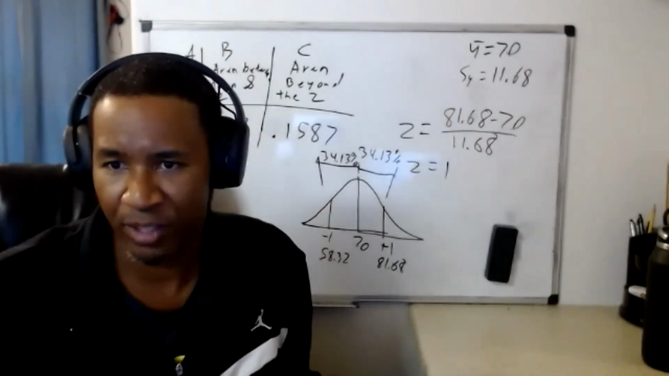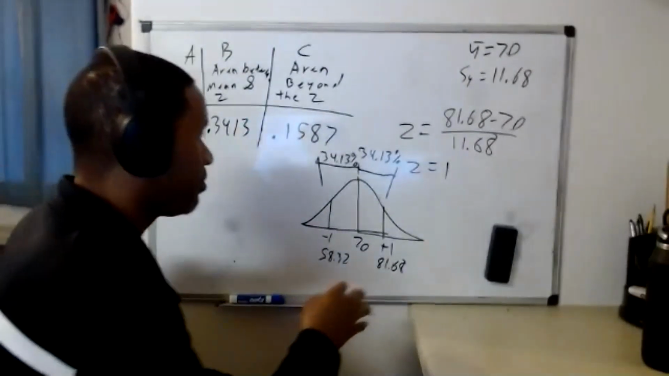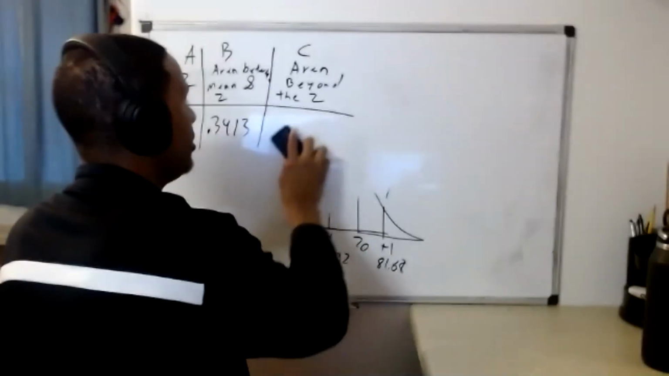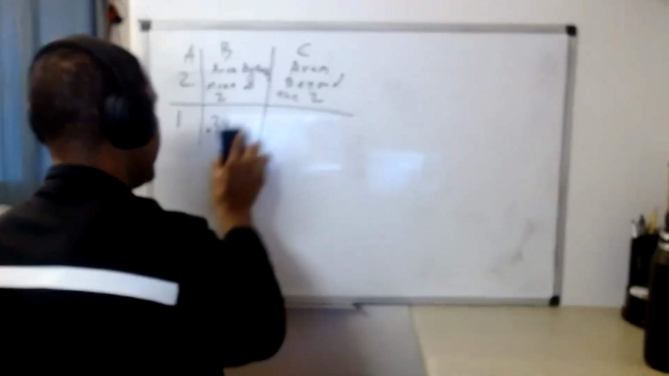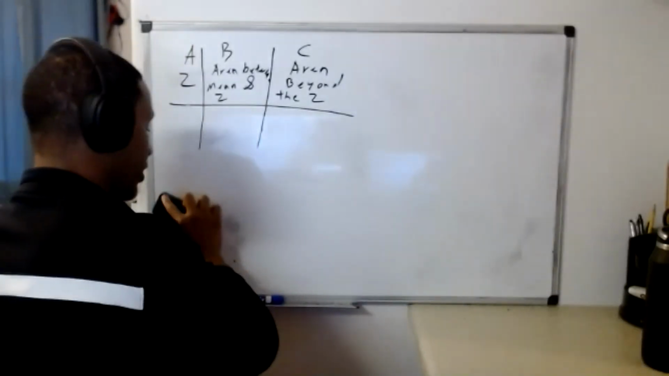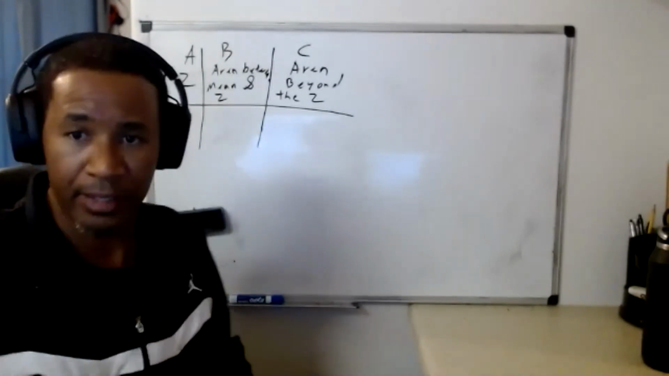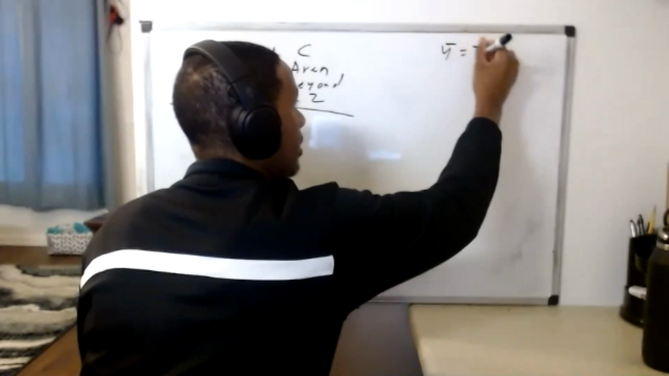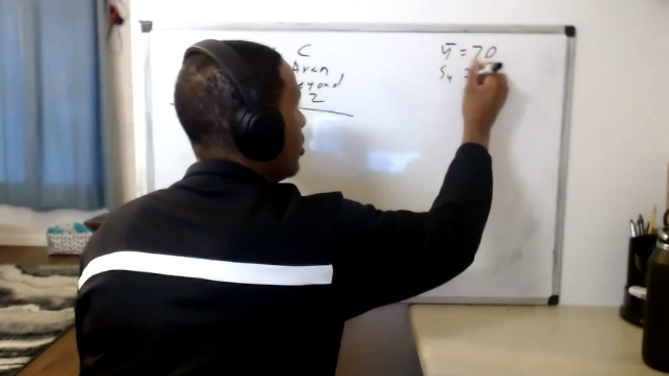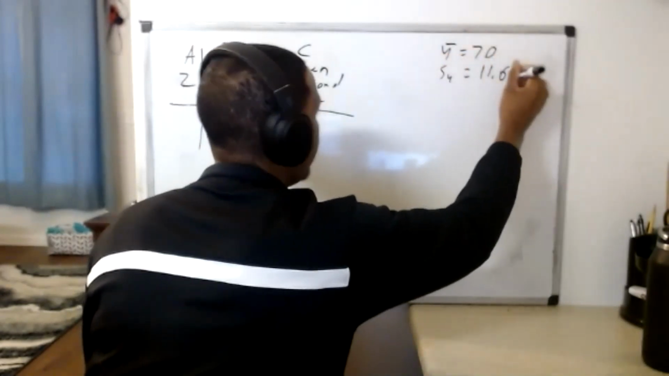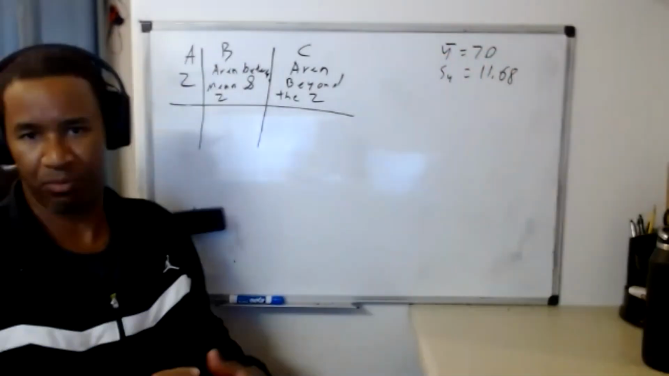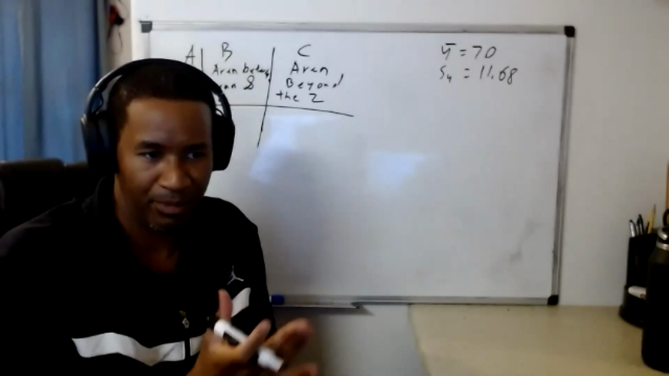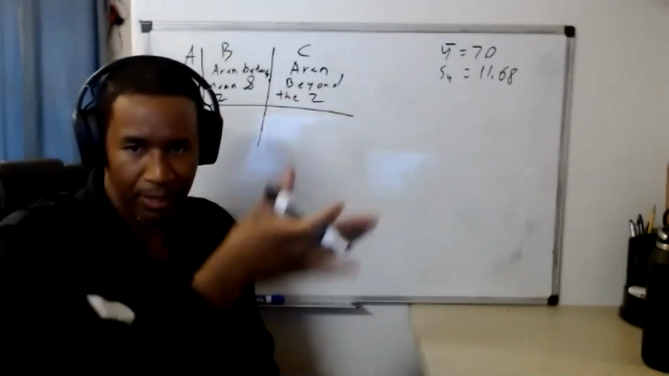Let's just say we're trying to get into the top 5% of the distribution. What raw score do we need? We're still going to use our same numbers: the mean of 70, standard deviation of 11.68. So our mean is still 70 and the standard deviation is 11.68. What raw score would we need to be in the top 5% of the distribution? Usually I would just keep top 10%, but we already figured out the top 10%. You need a raw score of 85 to be in the top 10%.